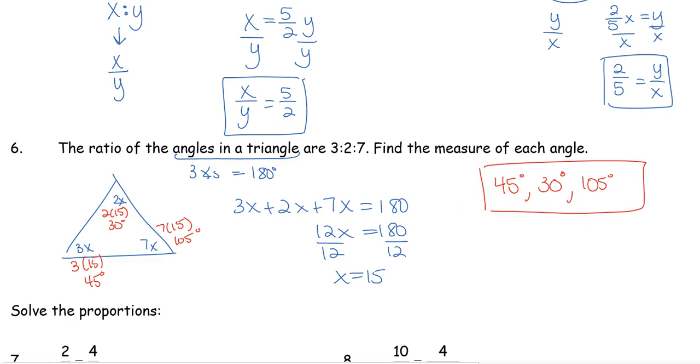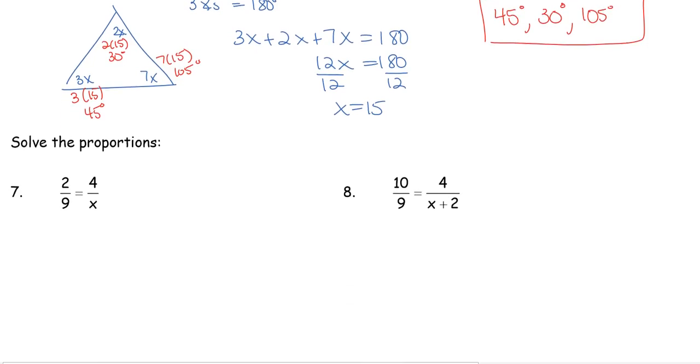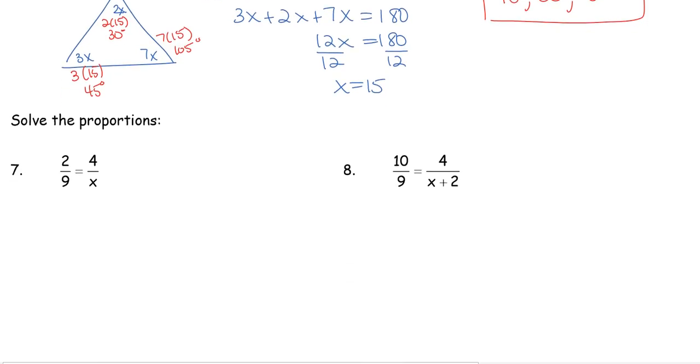Great, almost done. Now we're going to get into solving proportions. Solving a proportion is what you get when you set 2 ratios or 2 fractions equal to each other. So one fraction equals the other fraction. To solve this, you are going to cross multiply. So we've got 2 times x is equal to 9 times 4. So that gives us 2x equals 36. We want to solve for x, so since it's 2 times x, to move it we divide. We get x is equal to 18.